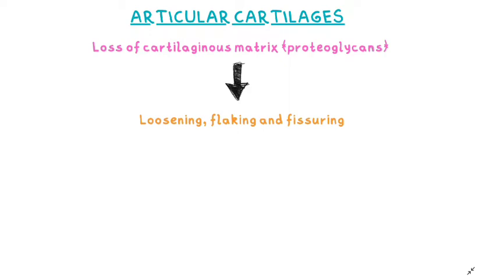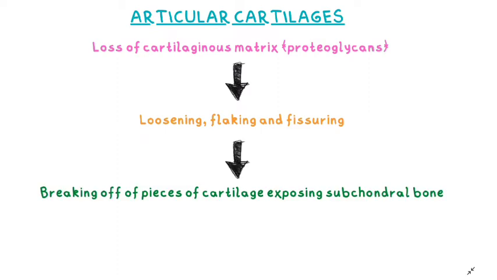Pathological changes in articular cartilages. Initially, there is loss of cartilaginous matrix or proteoglycans. Further progression of the process causes loosening, flaking, and fissuring of the articular cartilage, resulting in breaking off of pieces of cartilage, exposing subchondral bone, that is a layer of bone just below the cartilage in a joint. Radiologically, the progressive loss of cartilage is apparent as narrowed joint space.